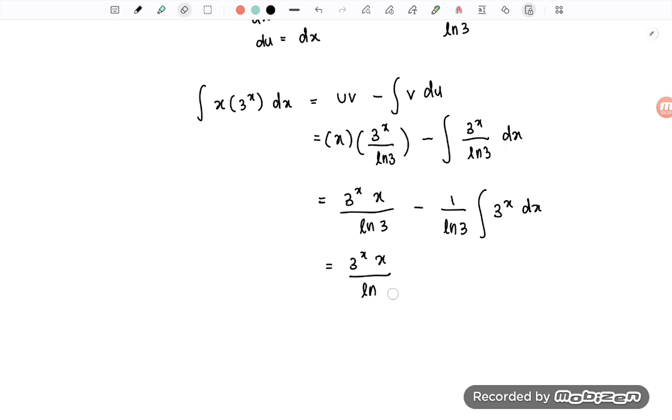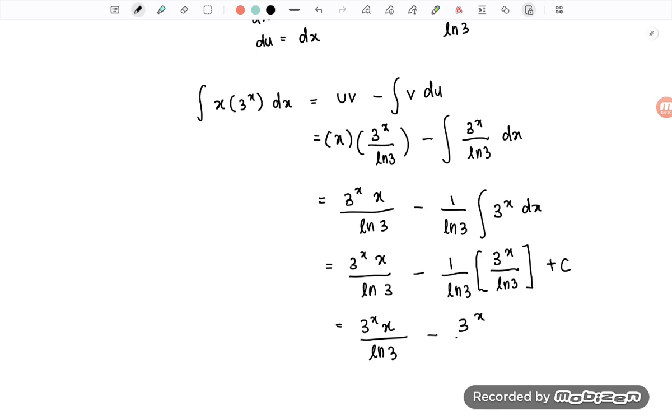Okay, this part is already finished. If we integrate, we get 1 over ln 3 for the constant, and integrating 3 to the power of x gives 3 to the power of x over ln 3, and then plus c. So we can simplify a little bit. We get 3 to the power of x times x over ln 3, minus, and we multiply the fractions: 3 to the power of x over ln 3 times ln 3 becomes ln 3 squared, and then plus c.